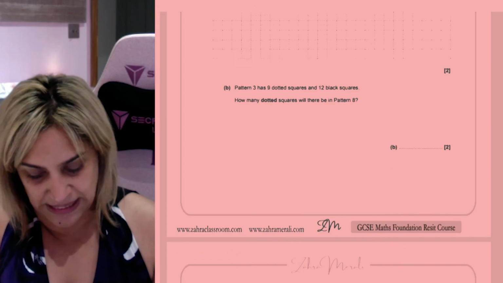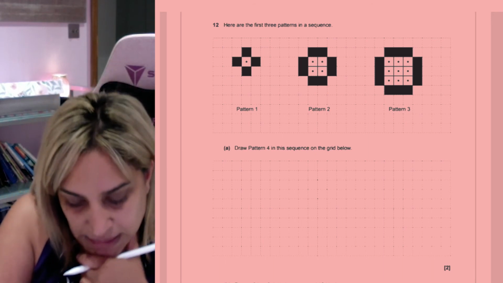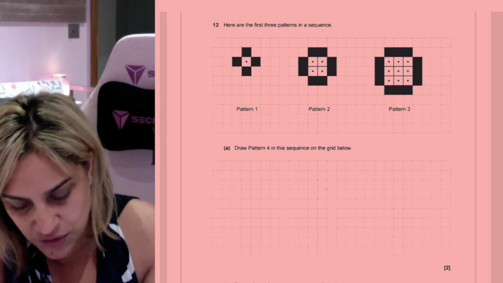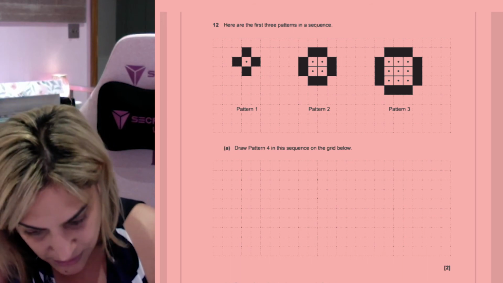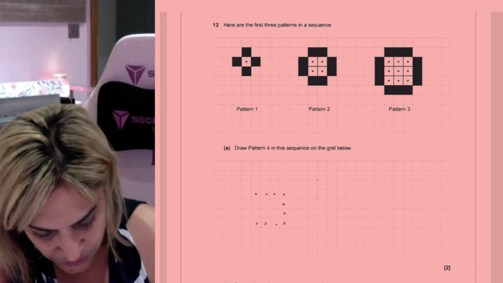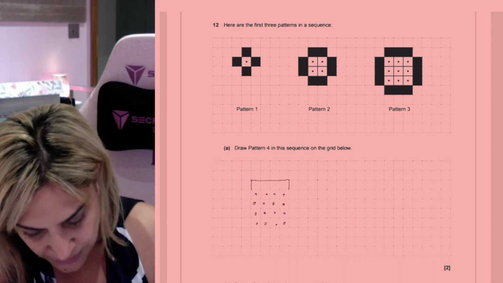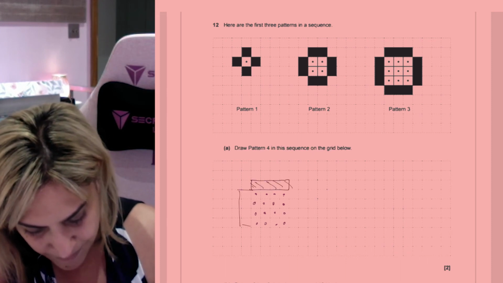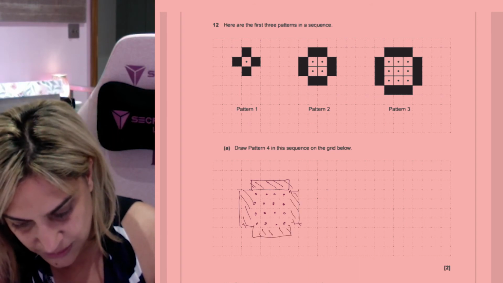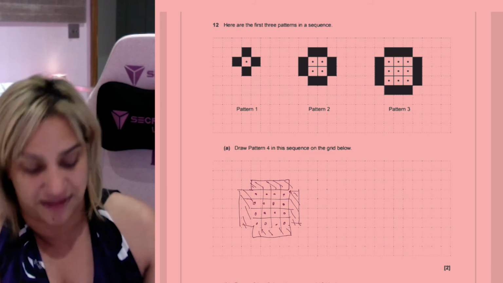Here is drawing some patterns. So we've got the first 3 patterns in a sequence. And we've got to draw pattern 4. So if you look, you've got a 1 box, you've got a 2 by 2, then you've got 3 by 3. So we're going to have a 1, 2, 3, 4 by 1, 2, 3, 4, all with dots in it. And then without the corners, all the way around the edge, it's coloured in. You will draw it more beautifully and accurately with a ruler compared to what I have. I think it's all filled in, isn't it? And so that's your pattern 4.